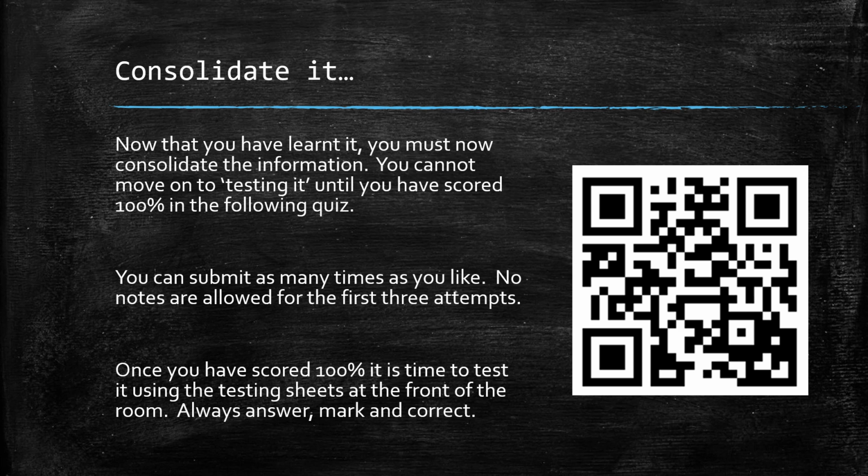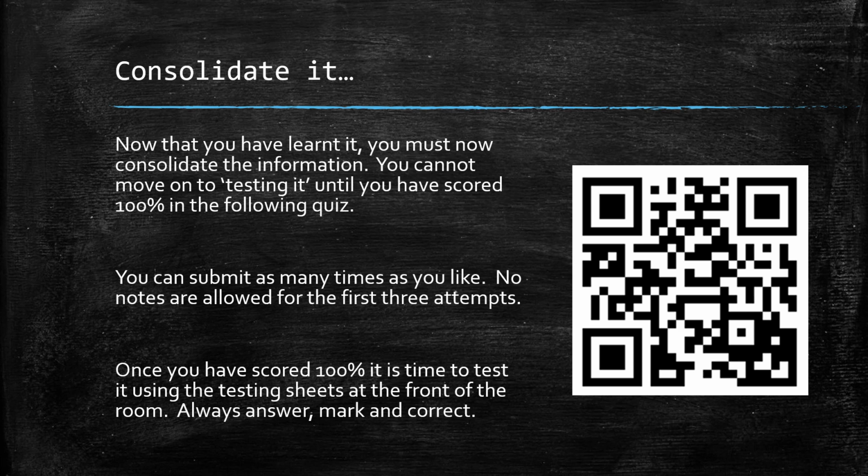You need to scan it and it's going to direct you to a Google quiz. Now you cannot move on to the test it section until you have scored 100% in the quiz. For your first 3 attempts, you are not allowed to use any notes whatsoever. So it's really important that you don't move on to this section until you think you know your stuff. After the first 3 attempts, if you still haven't scored 20 out of 20, then I will allow you to use any notes that you need. So scan it, complete the consolidation part.